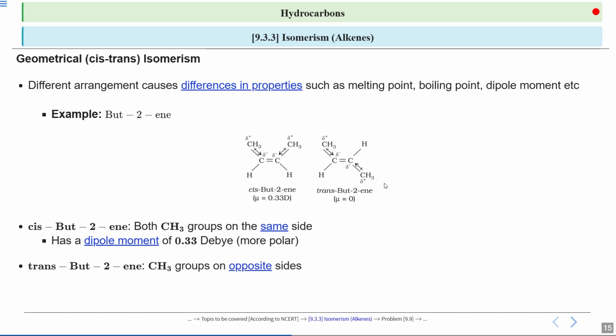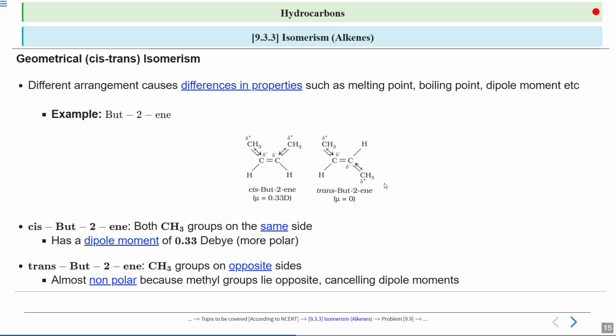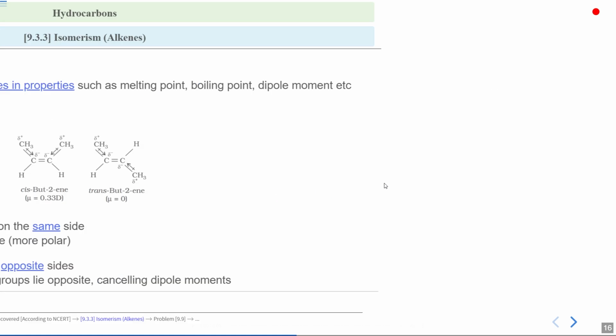Then, if you consider trans-but-2-ene, in this case the CH3 groups are present on opposite sides of the double bond, which changes its property. The trans-but-2-ene is almost non-polar because the methyl groups are on opposite sides, which cancels out the dipole moment. This means it has little to no charge separation affecting its interaction with other substances.